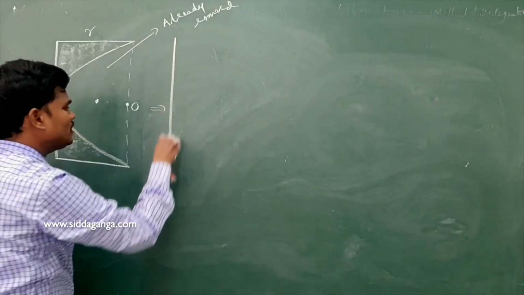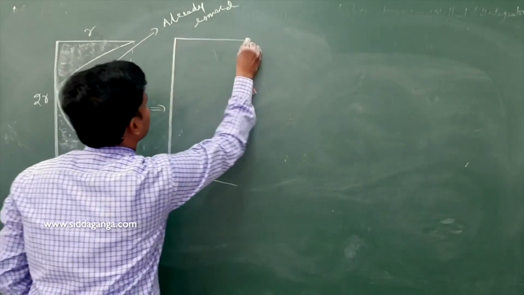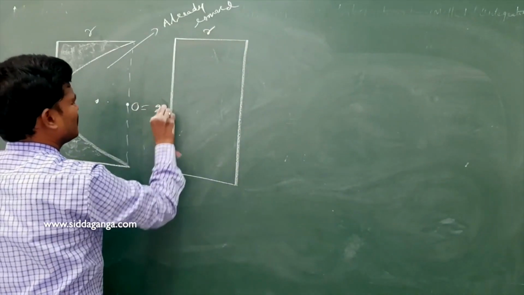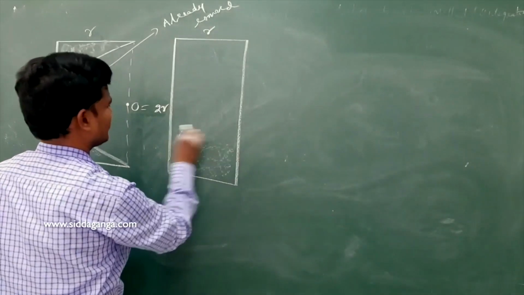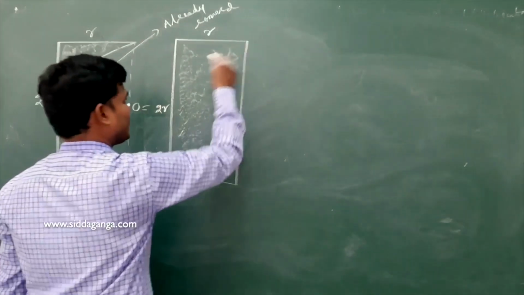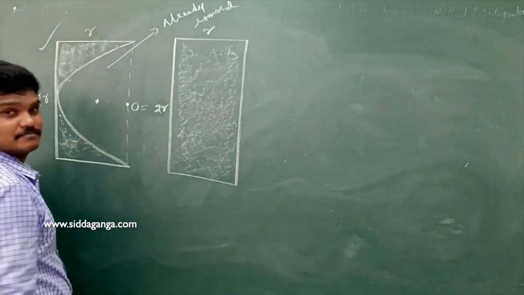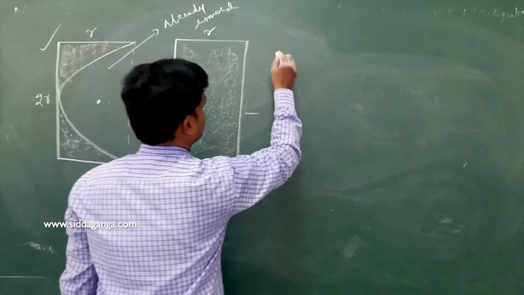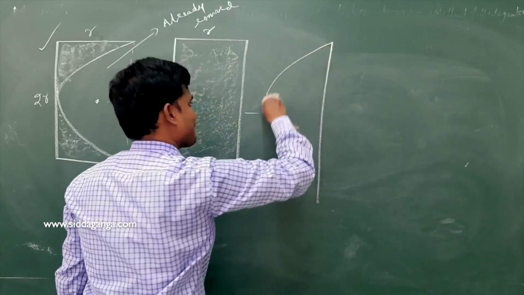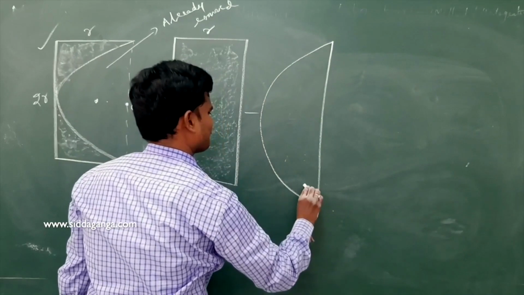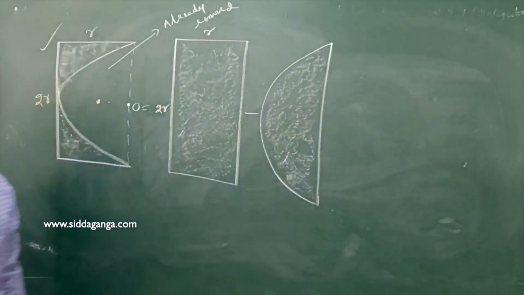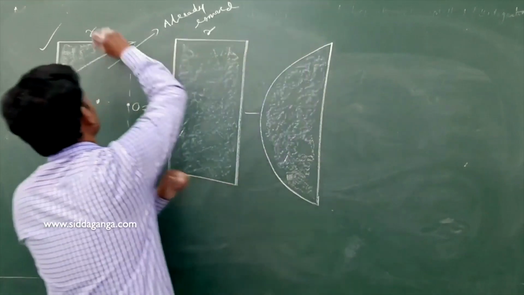From a full rectangular plate, see, this is the rectangular plate whose side is given R. From this, if I cut this part, I will get the given portion. So subtract from this one. See, the given diagram is equivalent to these two diagrams. If you cut this part from this, you will get the given diagram.